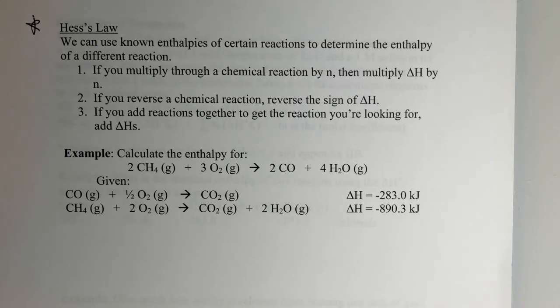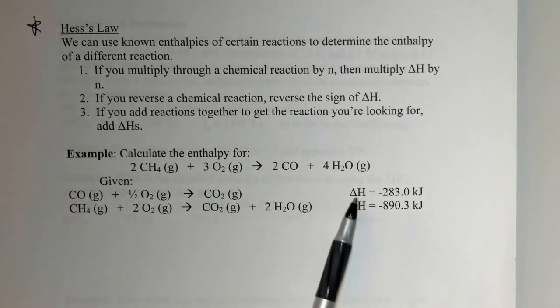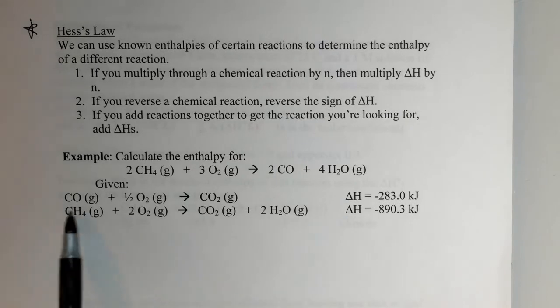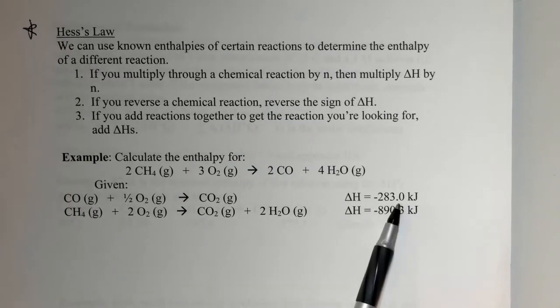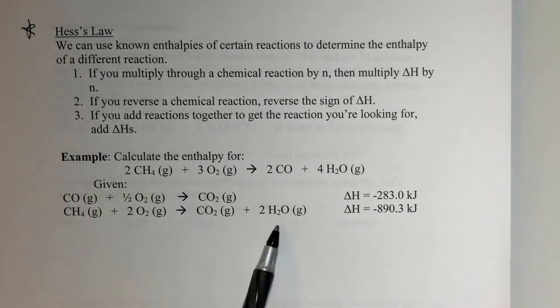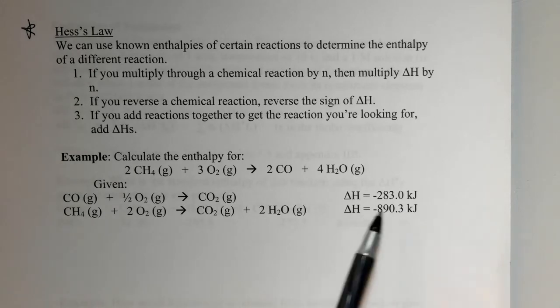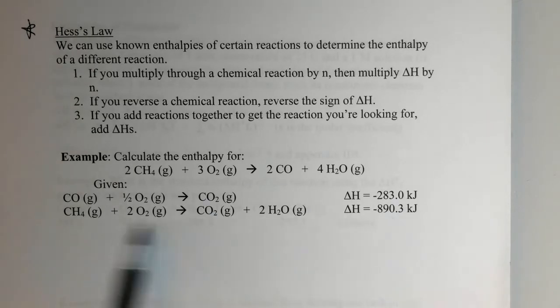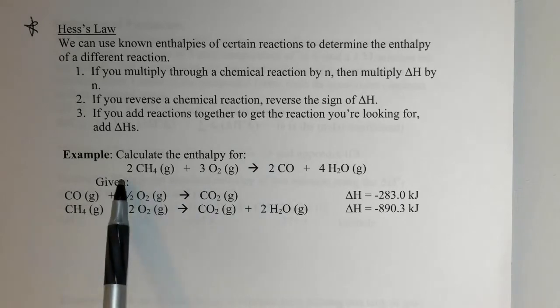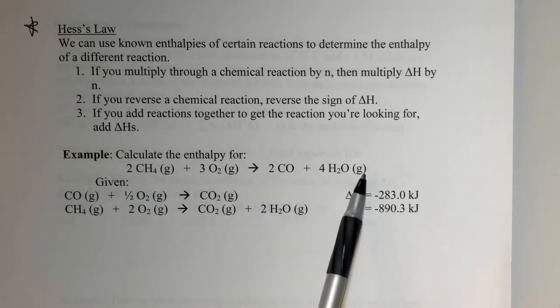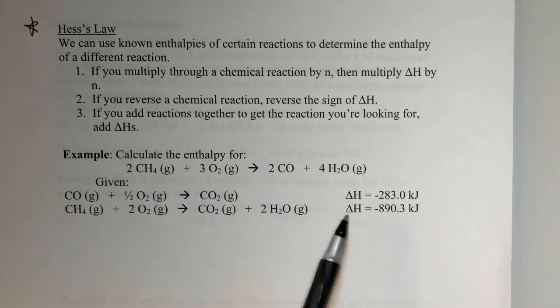What happens here is, and we saw this in the last video with the ozone and oxygen reaction, we're going to have given equations with enthalpies known. So we'll have a reaction and the enthalpy for that reaction, and another reaction and the enthalpy. And what we're going to do is try to figure out, using those enthalpies, what the heat of this other reaction would be, using kind of the pieces that we have here.